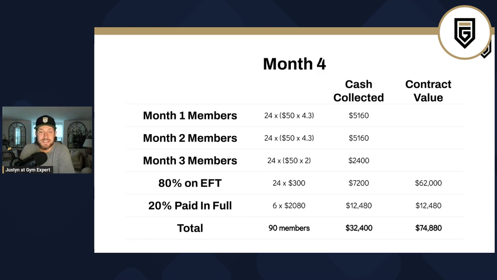And now, just for the sake of it, let's take a look at month four. And you can start to see the trend here, right? So month one, we've got those members who are now paying us another 5160. We now have the members from month two also paying us an additional 5160. And then the members from month three now, halfway through month four, are starting to pay us again. So now we've got another 2400. And then again, you can now look at the bottom. We now have 90 total members, and our cash collected is 32,400.